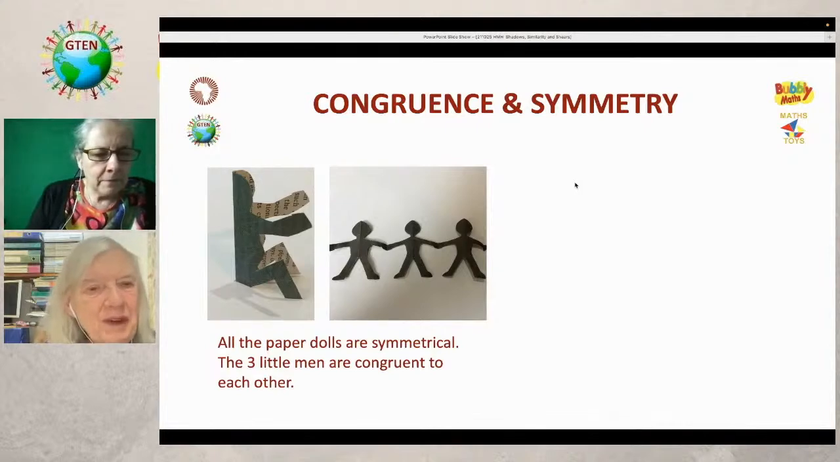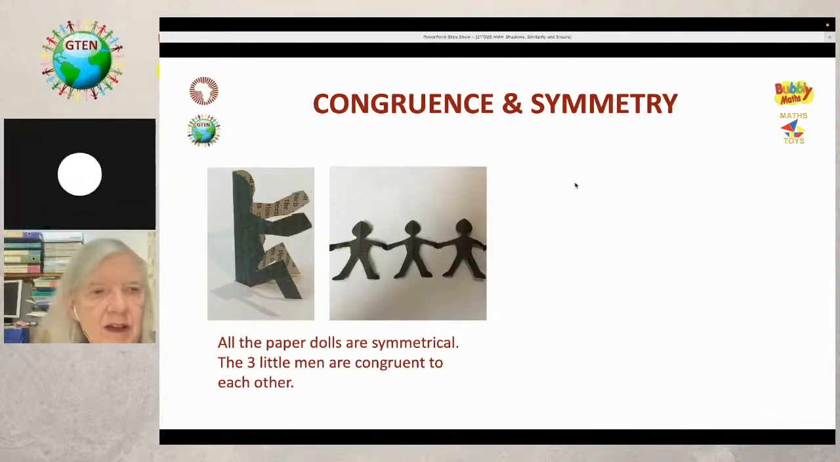Now here we're moving to something slightly different. So we're looking at congruence and symmetry now. But you can see the little man on the left there. Now he was just made with some scrap card. And there he is. I folded it and cut him out, and there he is sitting down, holding his arms out, and you can see his shadow, and the shadow of his head and the shadow of his arms.